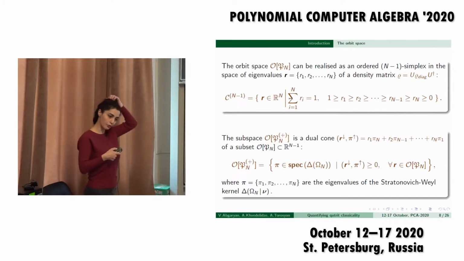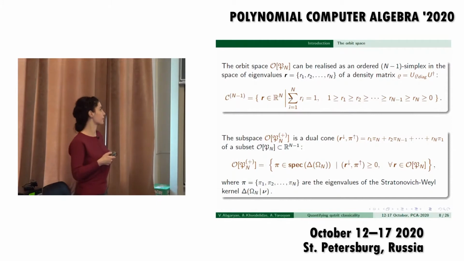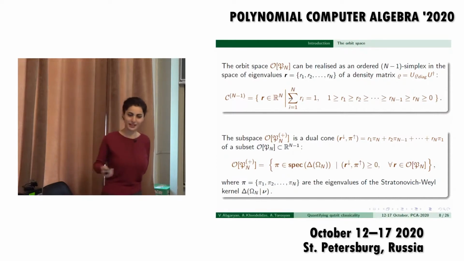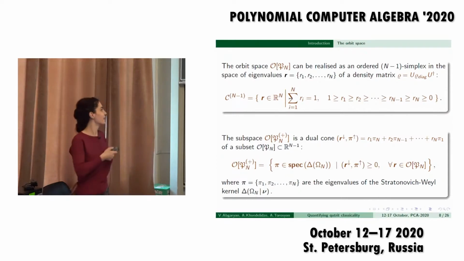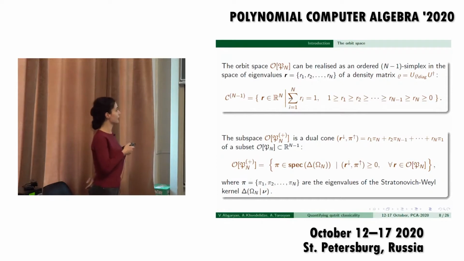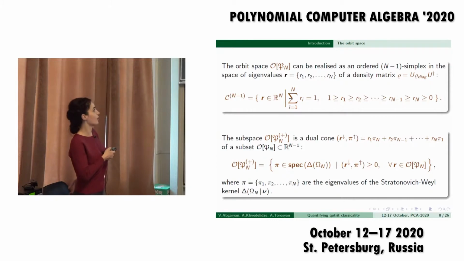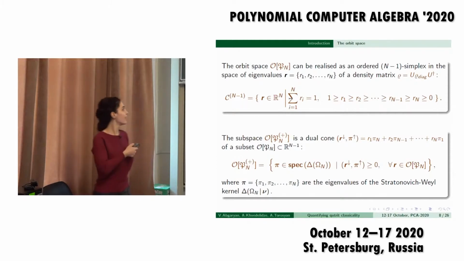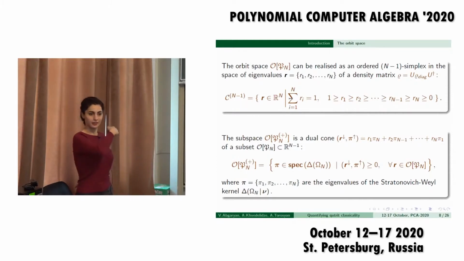And what about the subspace? The subspace of non-negative Wigner functions. Well, we can show, but we won't do it today. We'll leave it for some PCA 2021, I hope. That actually this subspace is a dual cone where R's are the eigenvalues of the density matrix and P's are the eigenvalues of the Stratonovich-Weyl kernel. And again, you choose the ordering, you fix it, and we also choose the decreasing order just for simplicity.